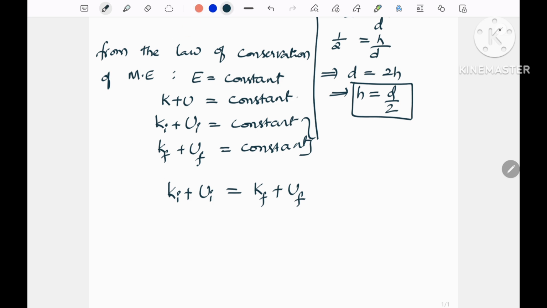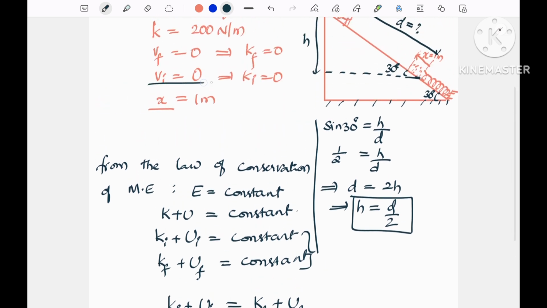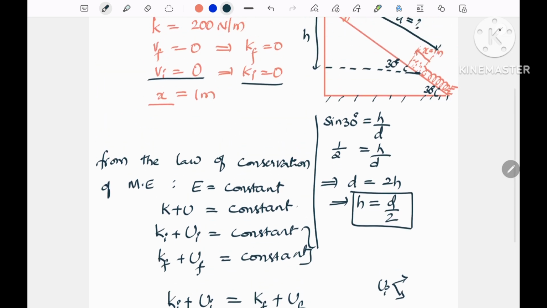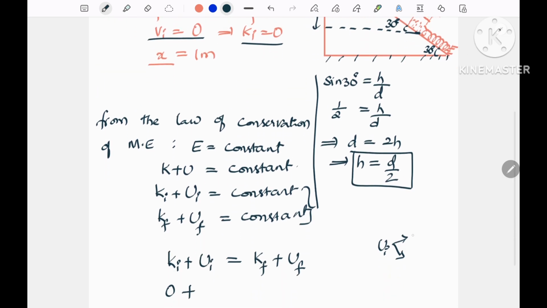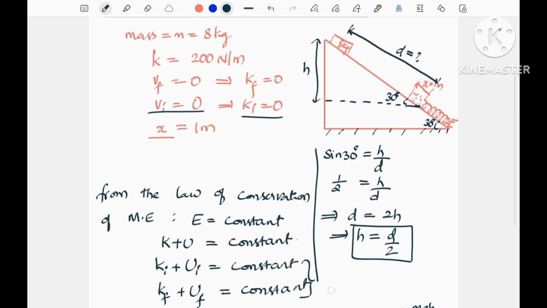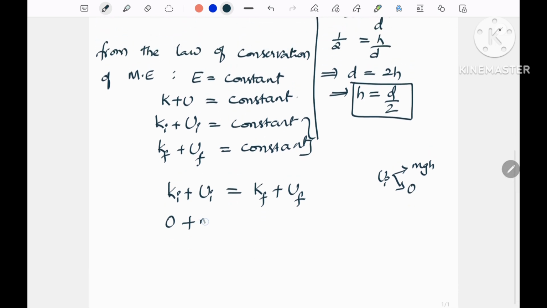Okay, now let us substitute the values. Initially the block is at rest, so the initial kinetic energy is 0, so we can substitute 0 here. And the initial potential energy is of two types here. Since the block is at a certain height, it has gravitational potential energy, that is mgh, and also spring potential energy. Here the block is not doing any work on the spring, hence the spring potential energy is 0. So here only one potential energy, that is mgh plus 0.